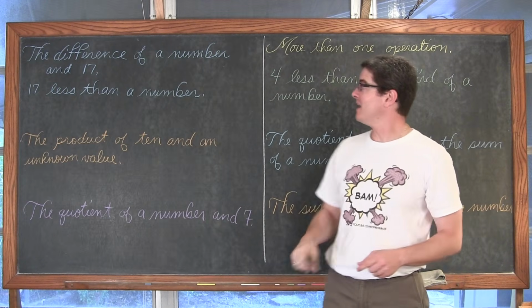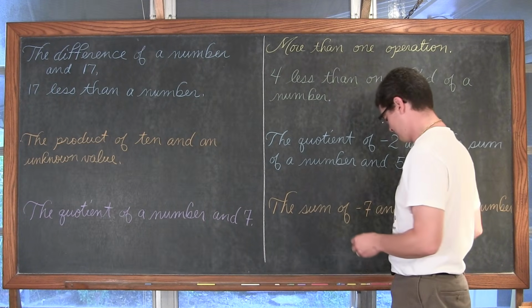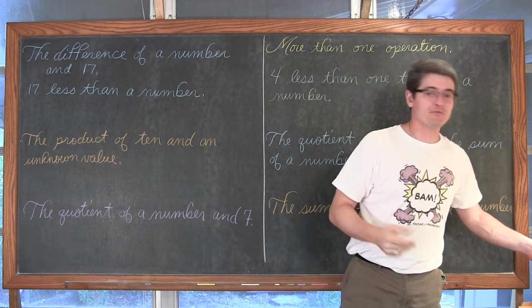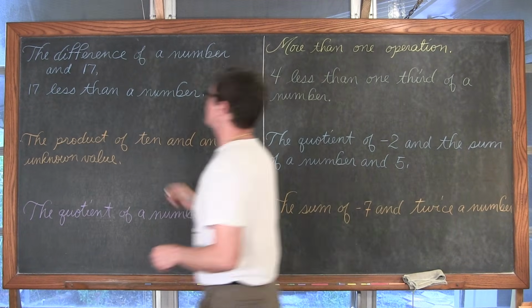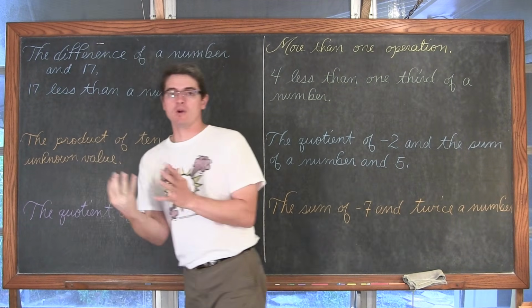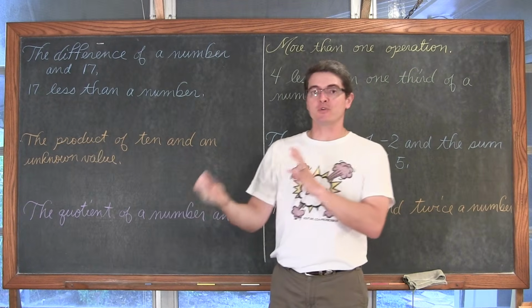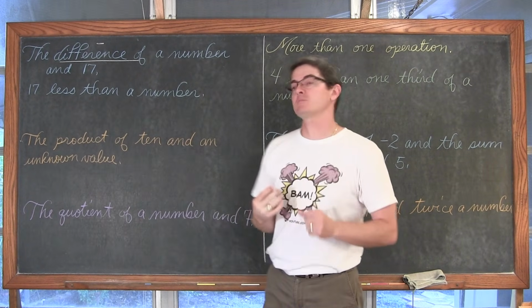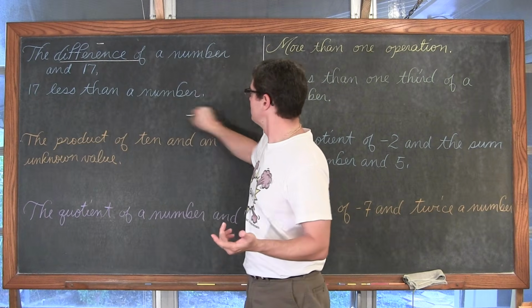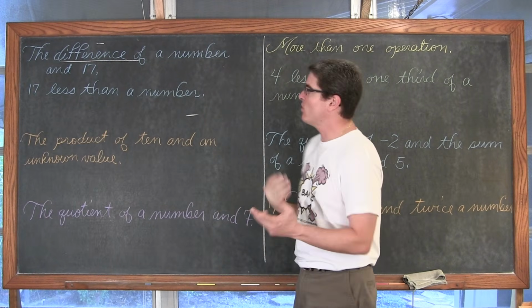The difference of a number and 17. Well, the difference. Now, the sum is add. Difference means that we're going to subtract. Okay, so it says the difference of. So that two-word phrase right there says, okay, we're setting up for subtraction. And what are we subtracting?